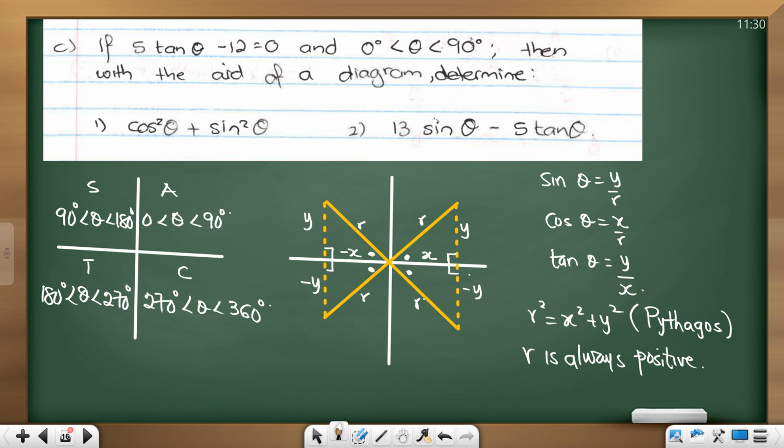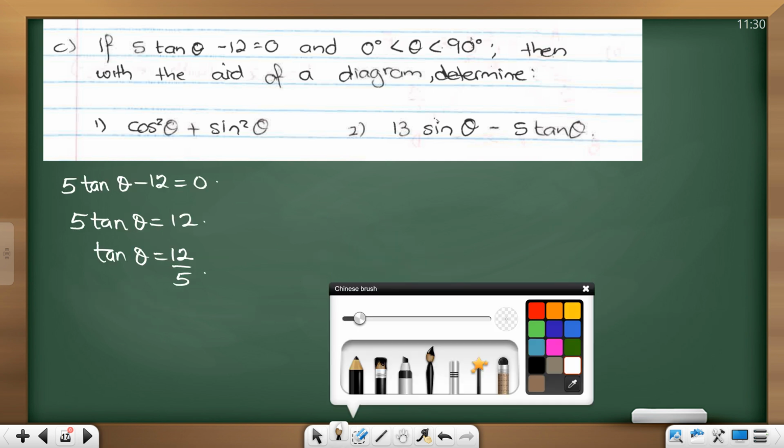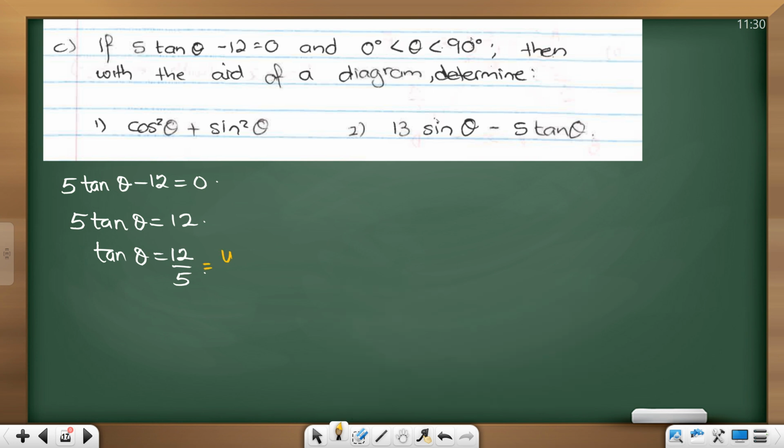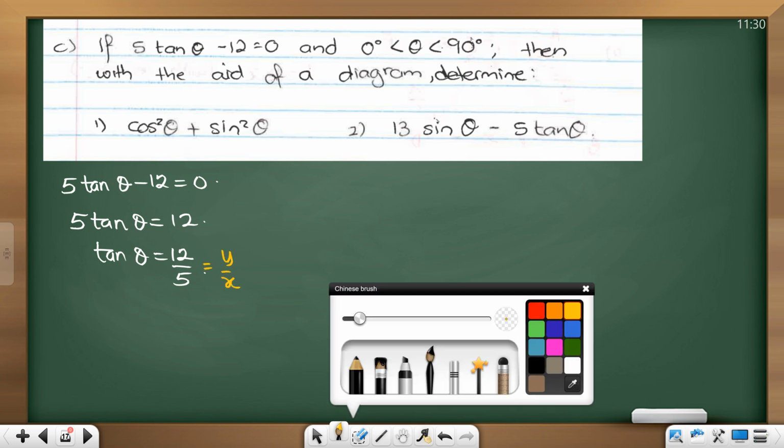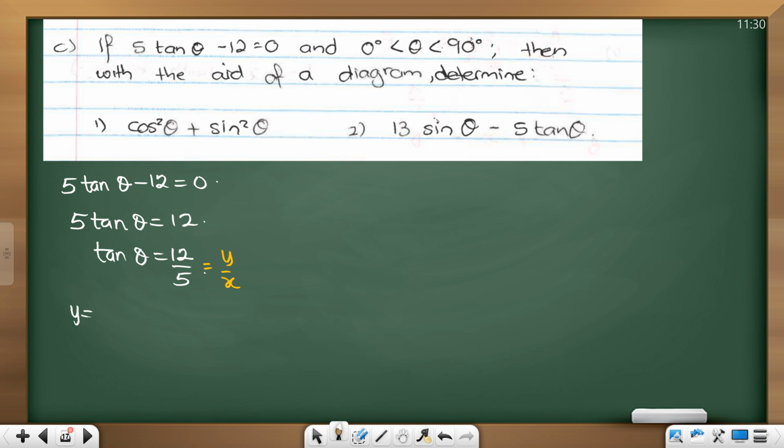And we know tan theta. Go back to the page. What is tan theta? Y over X. It simply means that I already know my Y is 12. My X is 5. Make sense? Now, which quadrant am I in?